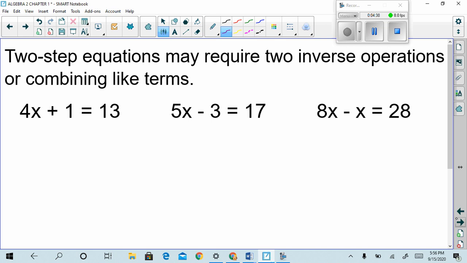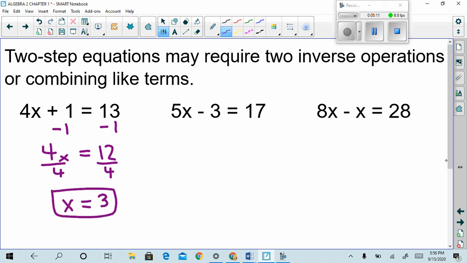With a two-step equation, I might have to do 2 inverse operations, or I might combine like terms first and then 1 inverse operation. Let's look at some examples. 4x plus 1. Well, step 1 says let's undo this by subtracting 1 on both sides. That leaves me with 4x is equal to 12. Now we have a multiplication. Let's divide on both sides. I get x is equal to 3.